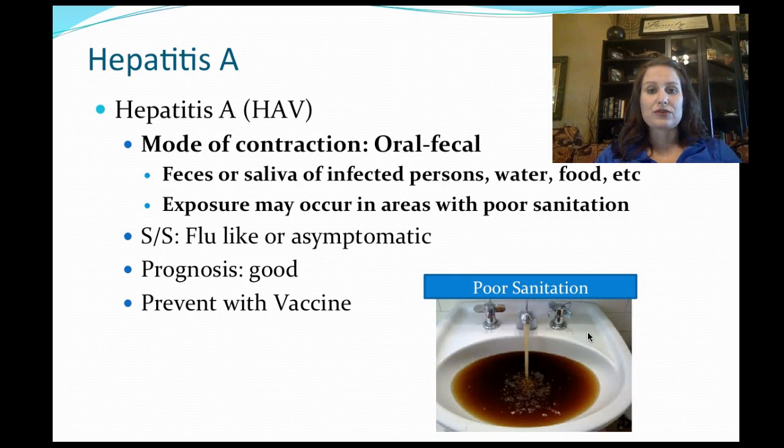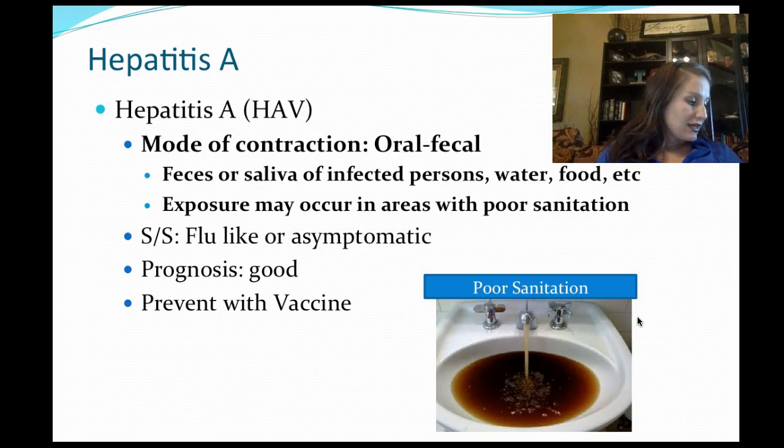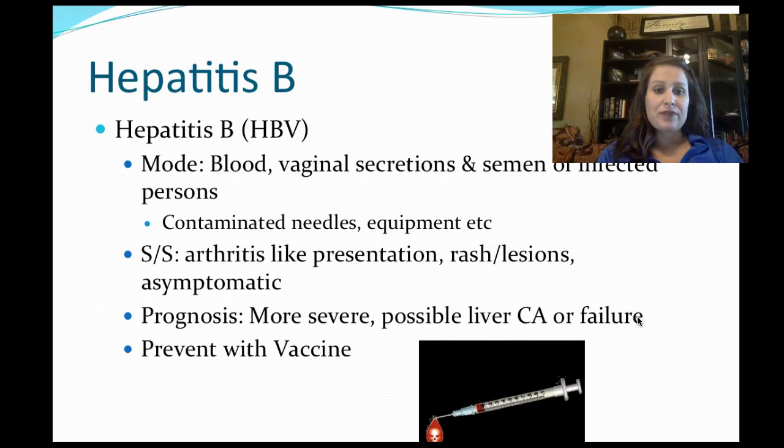So some of those third world countries that don't really have a good clean source of water, this is where you could contract hepatitis A. The signs and symptoms are going to be flu-like or asymptomatic, and prognosis with this one is very good actually. We can prevent it with a vaccination, so that is a possibility as well.